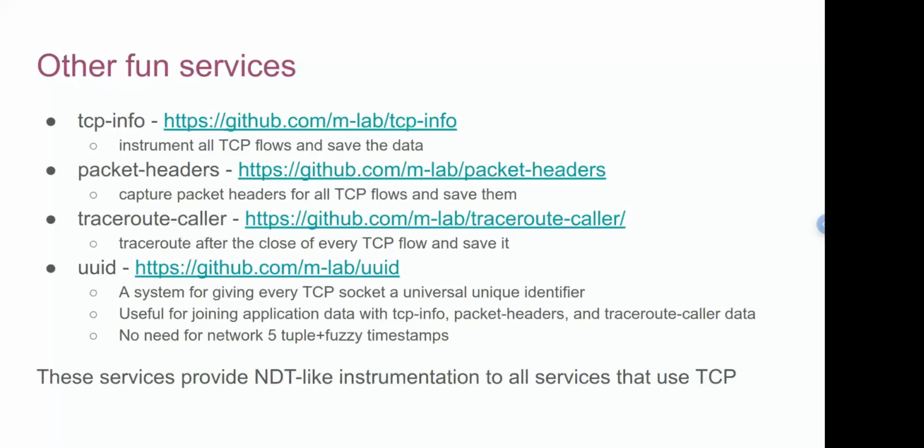TCP Info provides, I think, what Matt referred to as the dream of Web100, but for everybody. Packet headers is super useful. Traceroute caller is super useful. And UUIDs, I just want to tell you, are so helpful. So helpful.